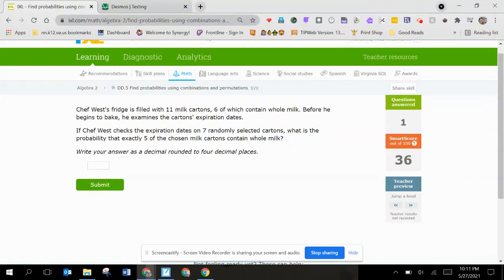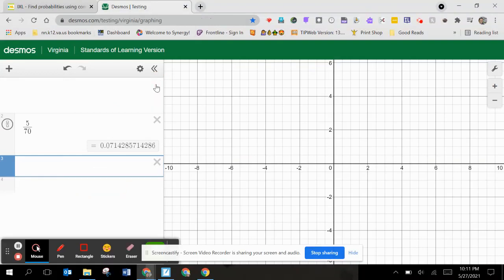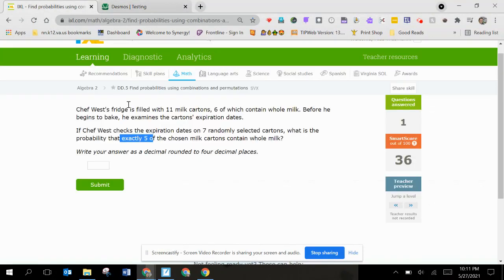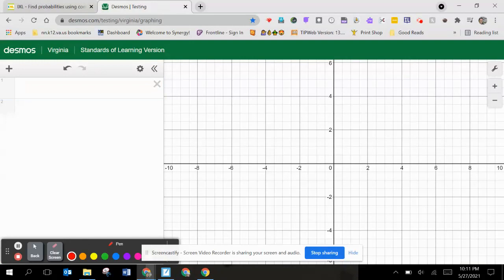So we have 2 scenarios here. We have an exactly 5 scenario, which means that 2 of them, because there's 7 total, are not milk. So we've got 2 different scenarios here. We've got one of them being exactly 5 and one of them being not. So we've got the exactly 5, which means that there are 2 that are not whole milk.